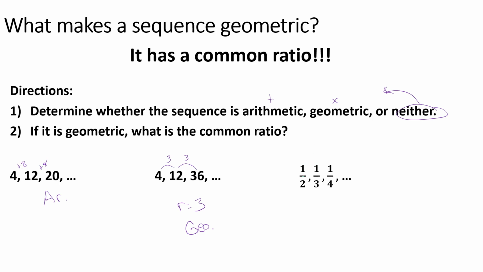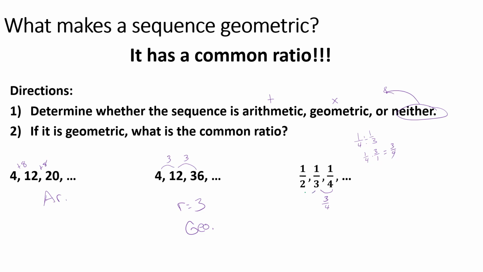Well, what do I multiply by 1/2 to get 1/3? Sometimes it's easier to work backwards to figure out your common ratio. So if we work backwards, we want to do the inverse operation. So 1/4 divided by 1/3, which is the same as 1/4 times 3/1, which equals 3/4. So the ratio between 1/3 and 1/4 is me multiplying 1/3 by 3/4 to get 1/4.